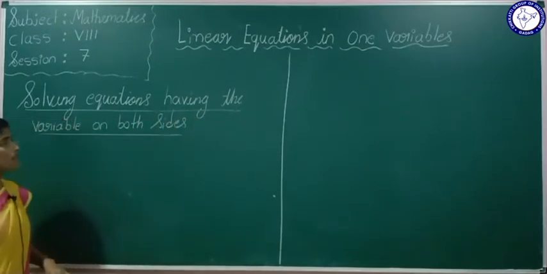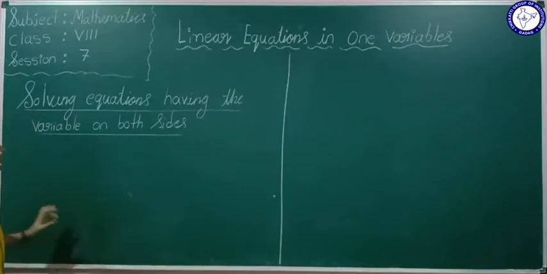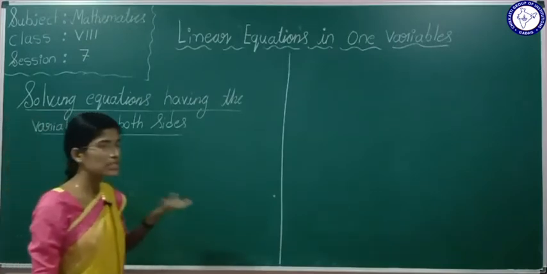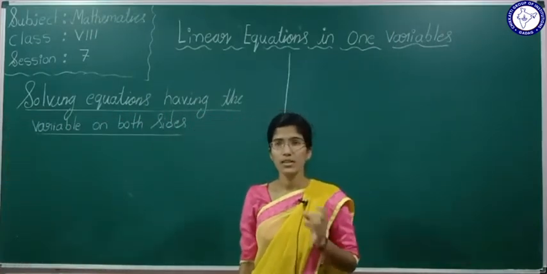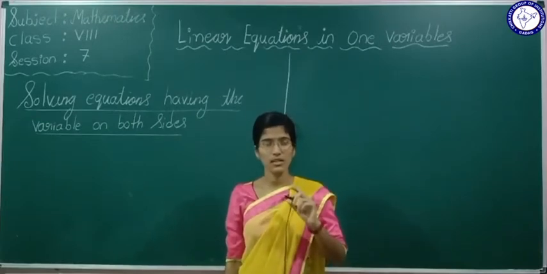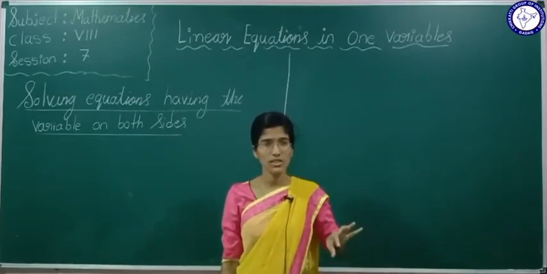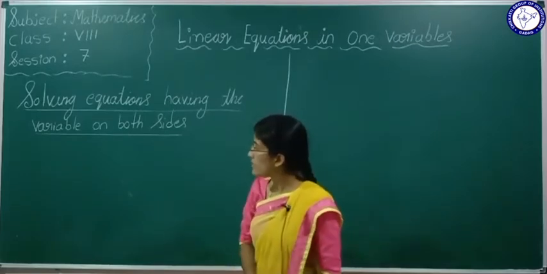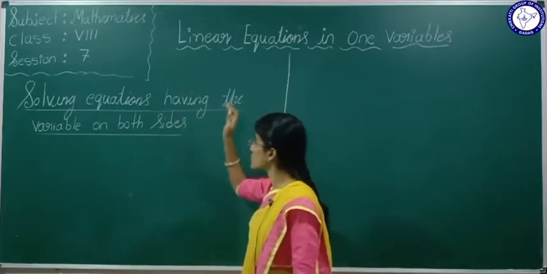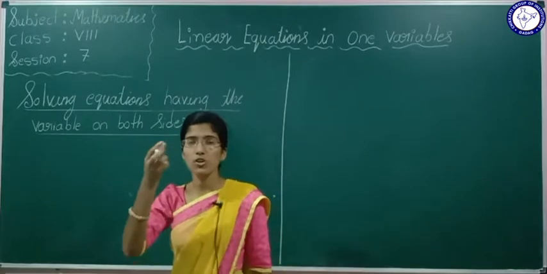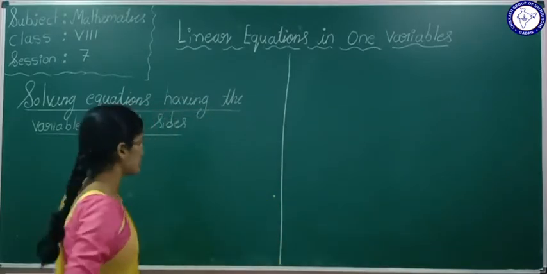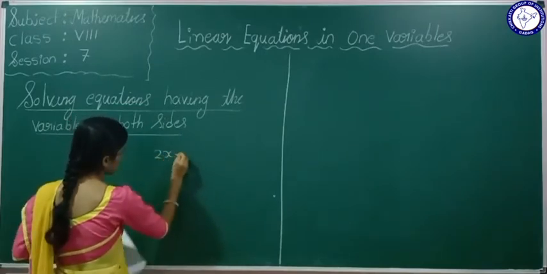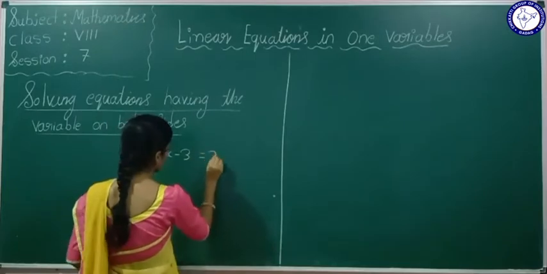In today's class we are going to see how we are going to solve equations having variable on both sides. In previous classes we have learned only the variable on one side. The linear expression was on one side and the constant was on the other side. But here we are going to see how to solve equations having the variables on both sides. Suppose I take one equation, that is 2x minus 3 is equal to x plus 3.